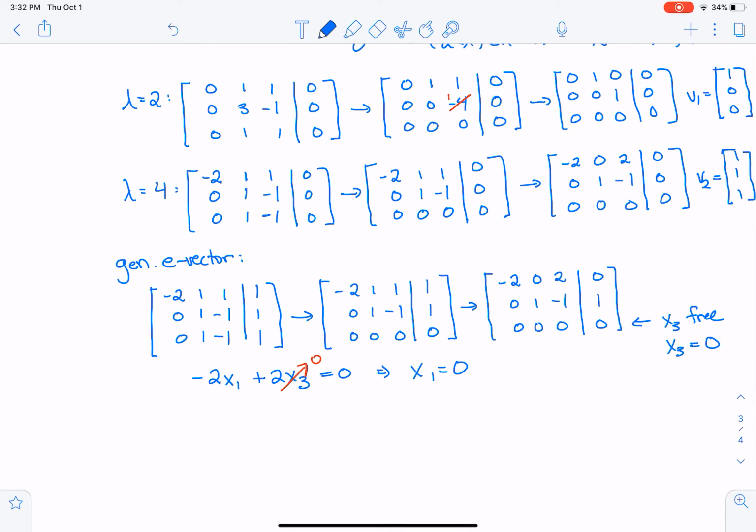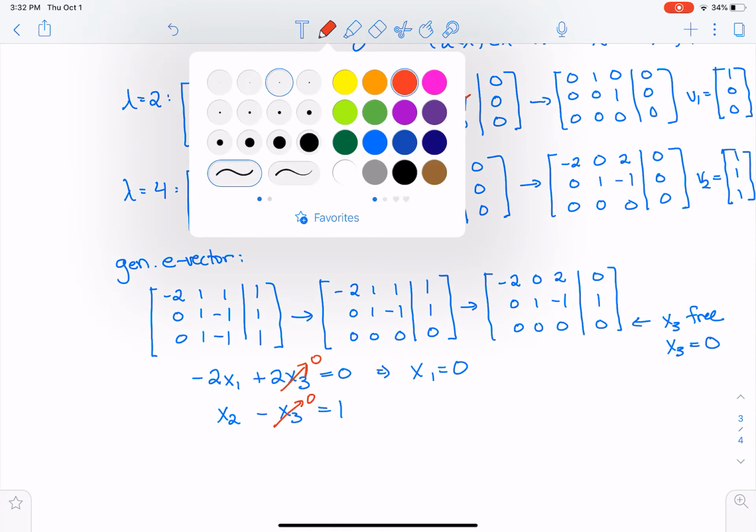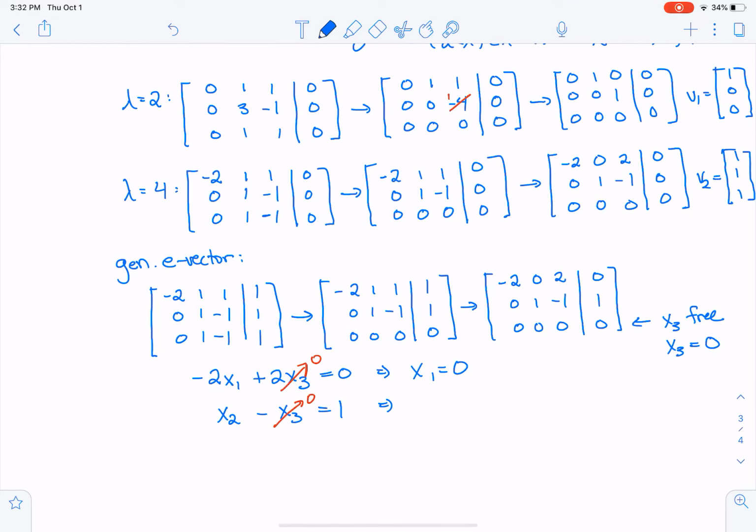And then the very next equation is going to say that x2 minus x3 has to equal 1. But in fact, x3 is 0. So that tells me that x2 in this case is 1. And so my generalized eigenvector, which I will call W, is in fact 0, 1, 0.